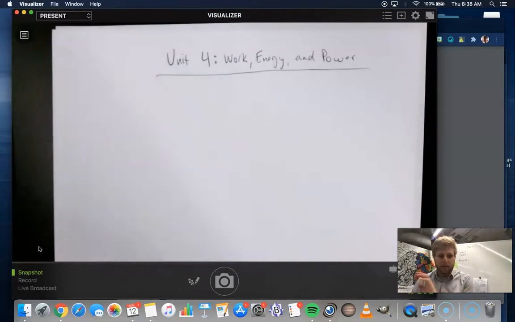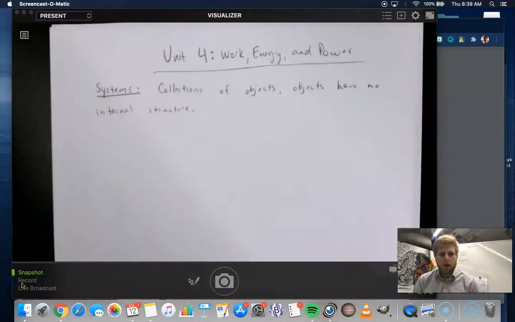We're going to get into a lot of that, but what I want to do today is just go through an overview of all three of the different sections or broad topics here. So the first thing we need to talk about are systems. Systems are, as you can see what I wrote there, collections of objects, and objects have no internal structure.